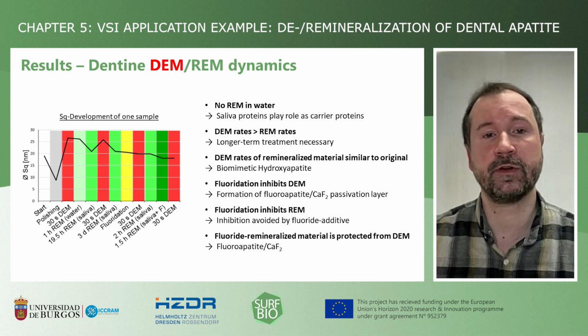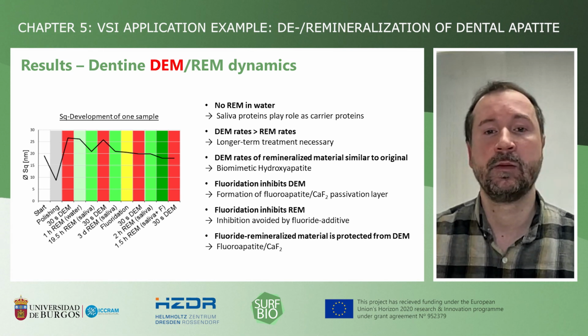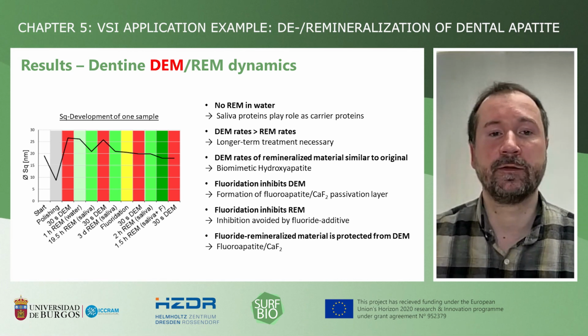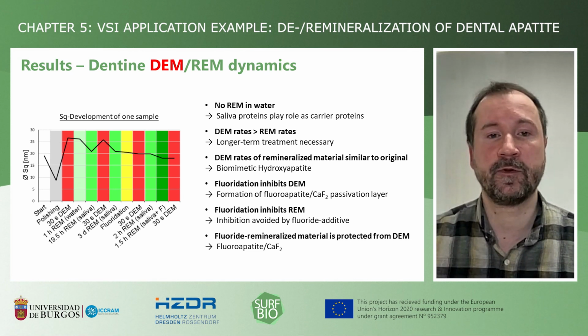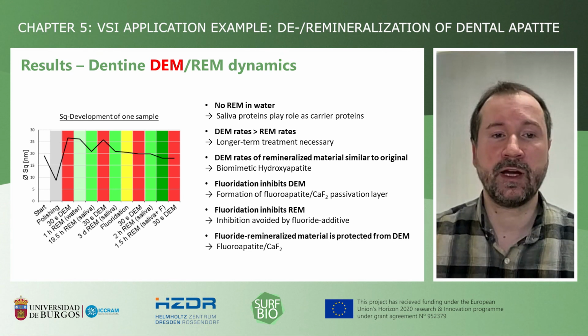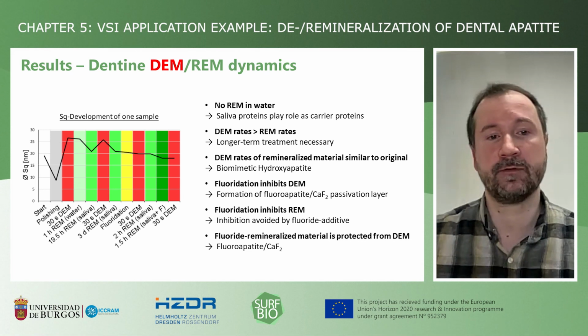Fluoridation of the tooth surface successfully inhibits demineralization, but also remineralization due to the formation of a fluoroapatite calcium fluoride passivation layer. The inhibition of the remineralization can be overcome by fluoride addition to the remineralization media, leading to the formation of a fluoroapatite calcium fluoride during the remineralization step.